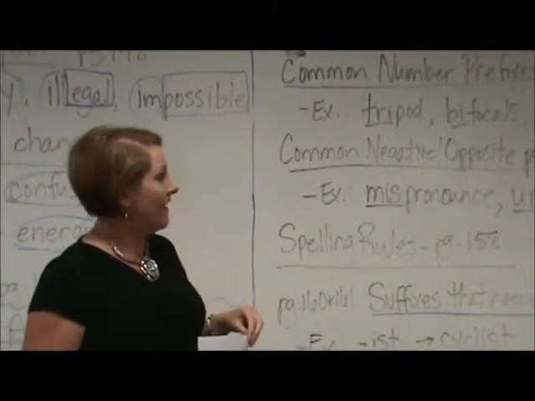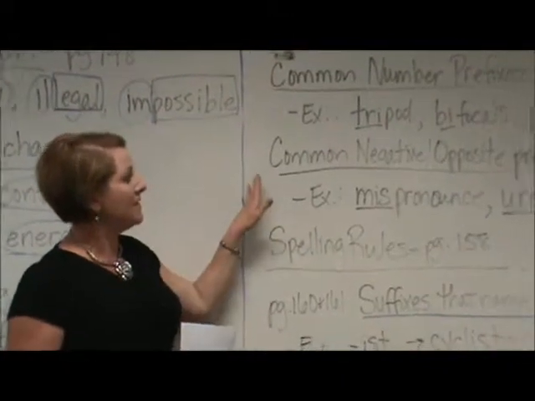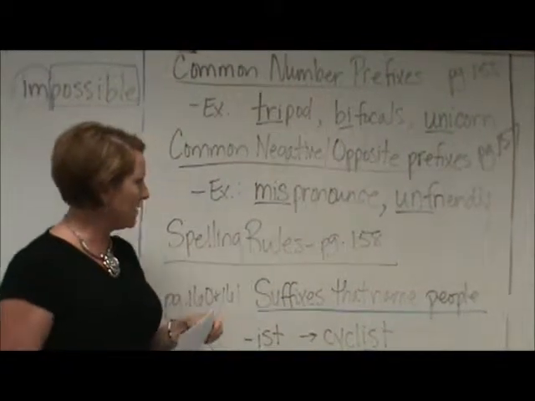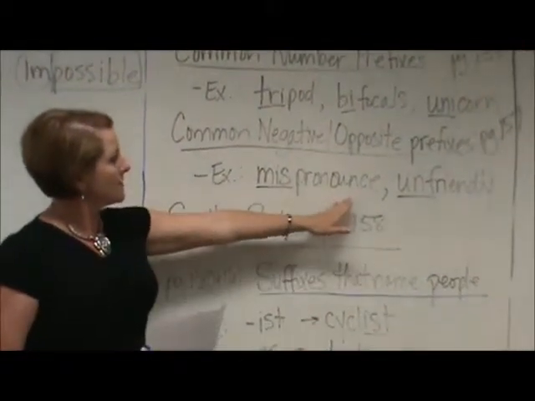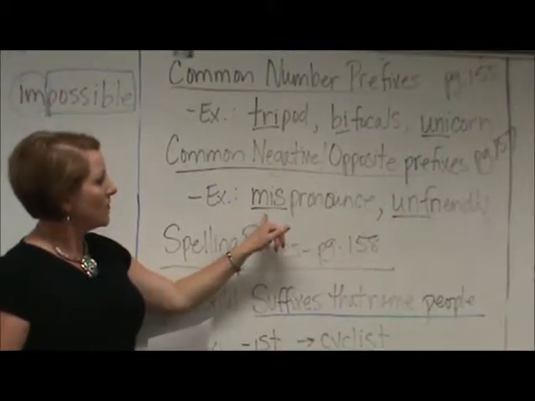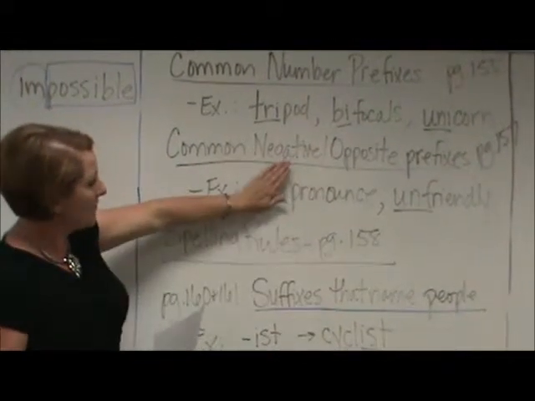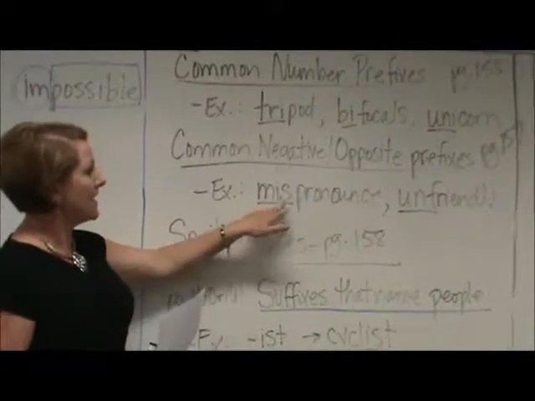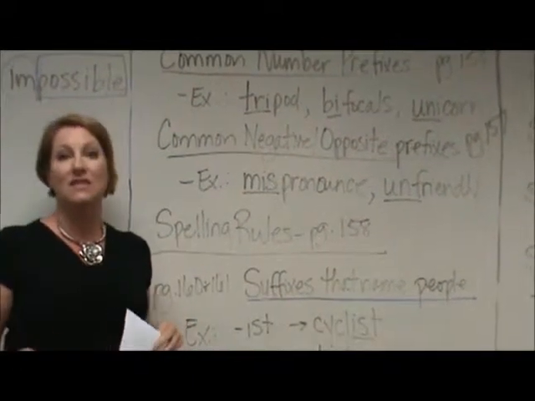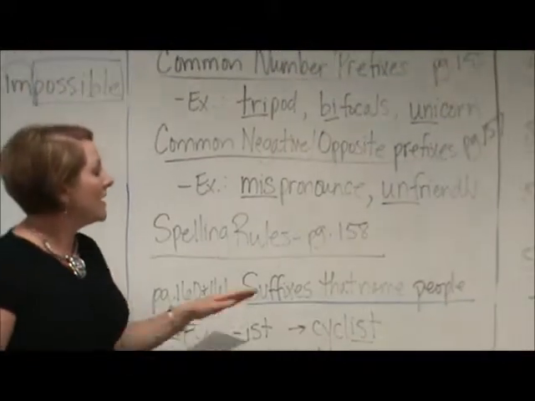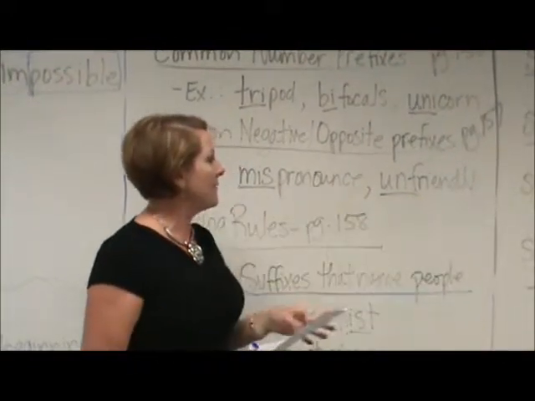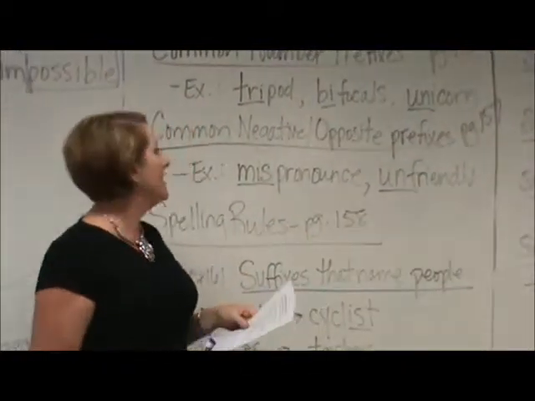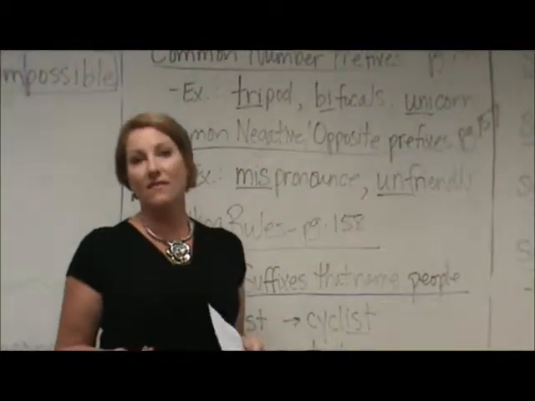On page 157, there is a box with common negative or opposite prefixes. For example, mispronounce. This is negative or opposite. So if we just have the word pronounce, we know what that means. If we mispronounce something, that's a negative. So it means we pronounced it wrong. All right, another word is unfriendly. We know what friendly means. If someone is unfriendly, it's negative, so it means they're not friendly.